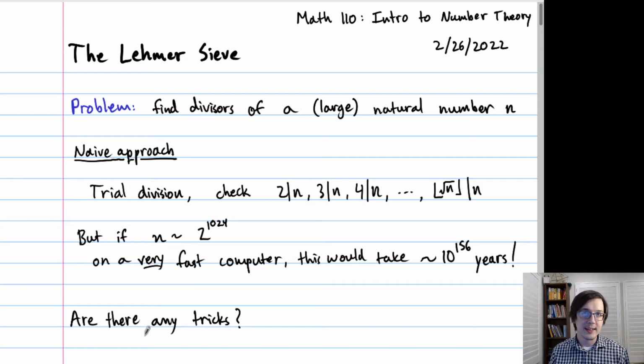So one question is, are there any tricks? We're not going to find any real good tricks, because things like RSA depend on factorization not being easy. But still, can we at least divide the cost of doing this by some amount? We won't be able to factor such large numbers, but we'll learn some stuff.